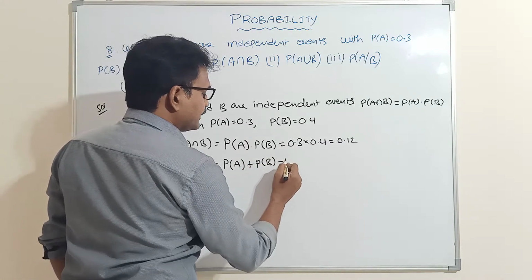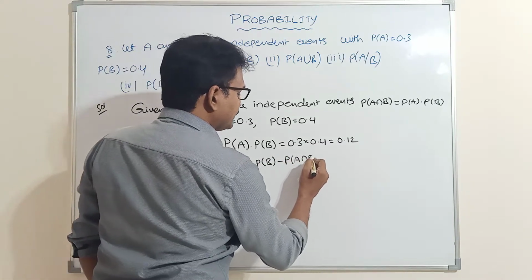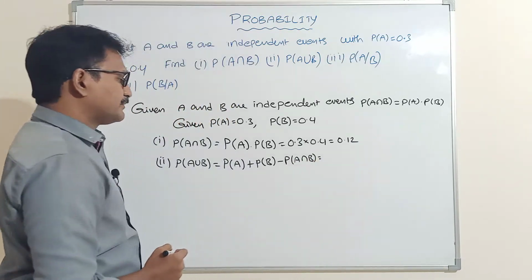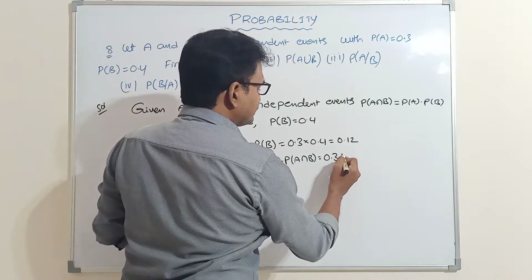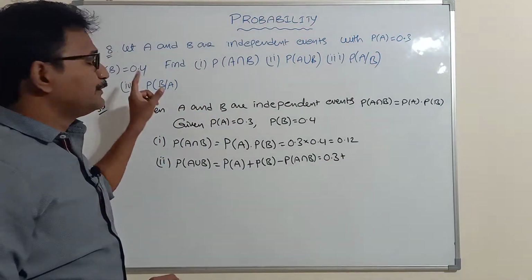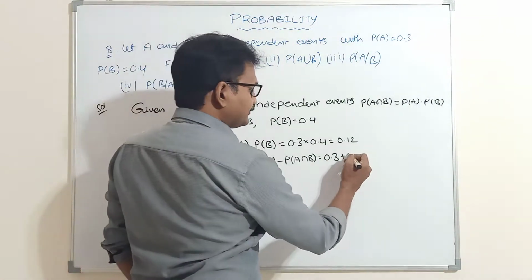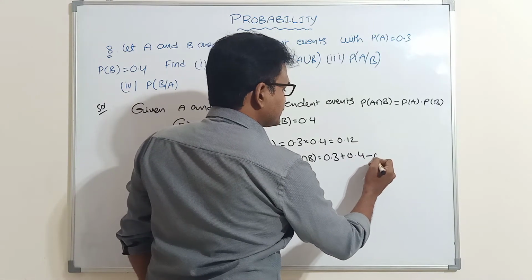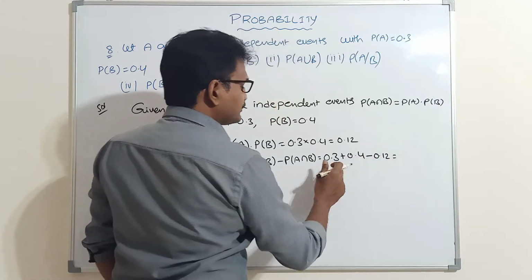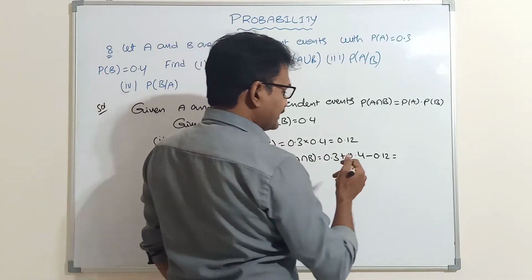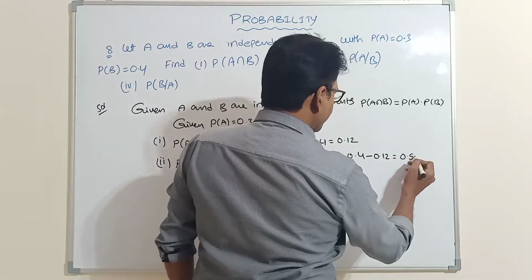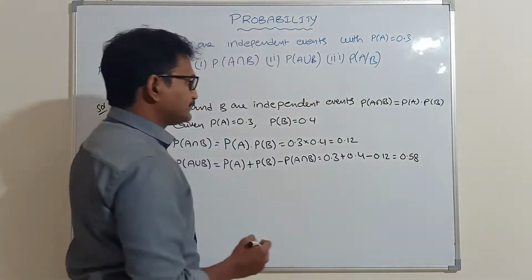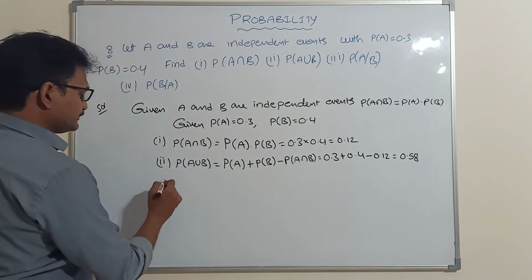For the second problem, P of A union B is equal to P of A plus P of B minus P of A intersection B. What is P of A value? 0.3 plus P of B value 0.4 minus 0.12. So 0.3 plus 0.4 is 0.7. 0.7 minus 0.12 is 0.58.